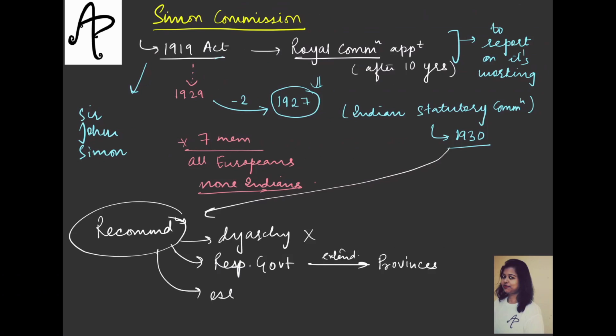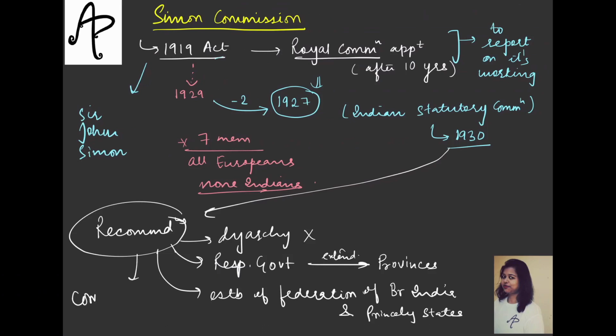And then it also recommended there should be establishment of a Federation of British India and Princely States. Because till this point of time, only British India, which means the provinces, was being focused on. Now they also tried ki there should be the inclusion of the princely states also. And then continue the communal electorate, like it was already happening since 1909 and then in 1919. So it said it should be continued. Now, it's not that only these many recommendations were there. There were many others. But for our understanding right now, only this much is sufficient.